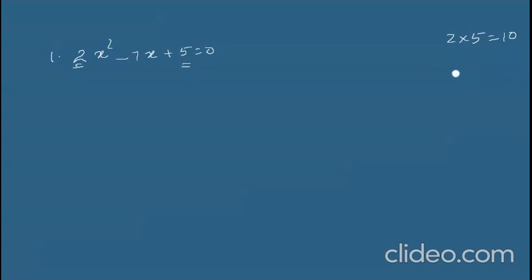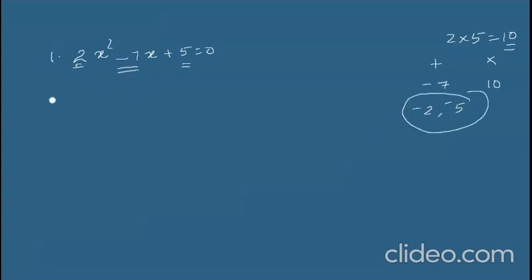Now, the next step is you have to find two numbers in such a way that the sum is negative 7 and the product is 10. So on addition, we should get negative 7 and on multiplication, we should get 10. Which are those numbers? It is negative 2 and negative 5, because negative 2 plus negative 5 is negative 7, and negative 2 into negative 5 is equal to positive 10. So, these are the numbers.